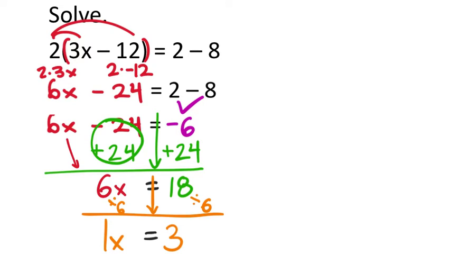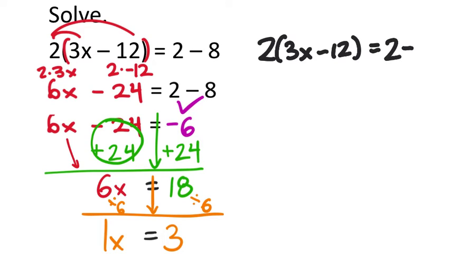So my x, the x should be 3 in the original equation, if I want a true statement. At least it should be, right? So we're going to go back to the original equation here. Let's go and rewrite this. 2 parentheses 3x minus 12. And this should equal 2 minus 8. And we already know that 2 minus 8 here is going to be negative 6. So let's go and just change that, because that's what we got when we combined those.